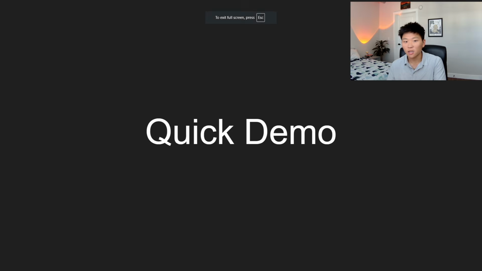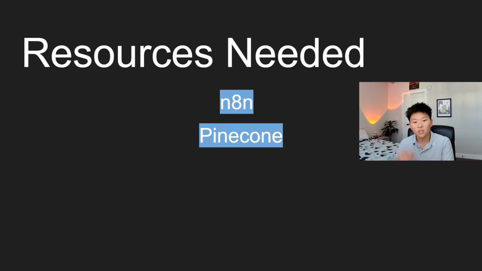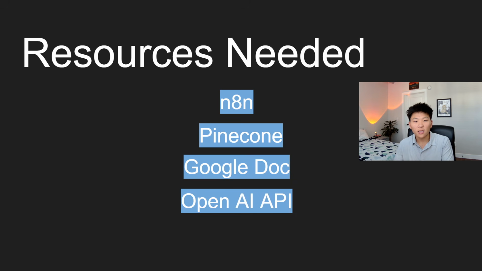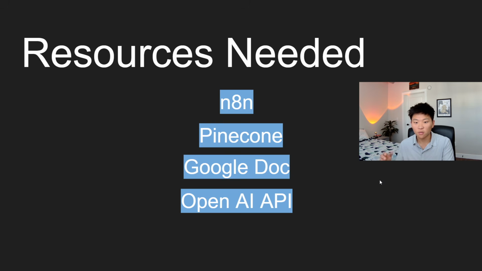Okay, let's get into actually building this now. So the resources needed for this video. n8n, that is the software we're going to be using to build this agent. We got Pinecone, that's just a vector database tool where we'll be putting our contact information. We've got Google Docs, which is actually where we have our contact information. We'll be pushing it from Google Docs into the vector database. And then we've got OpenAI API. Obviously, that is how we're going to use the large language model in this agent. And then 5 years of coding experience. Yeah, obviously that's a joke because that's kind of the whole point of this video and these low-code, no-code tools.